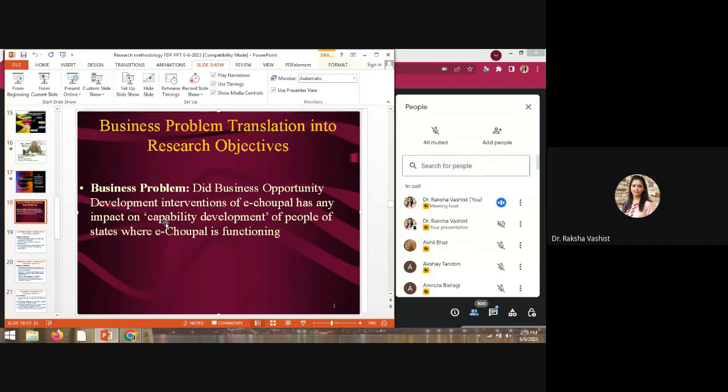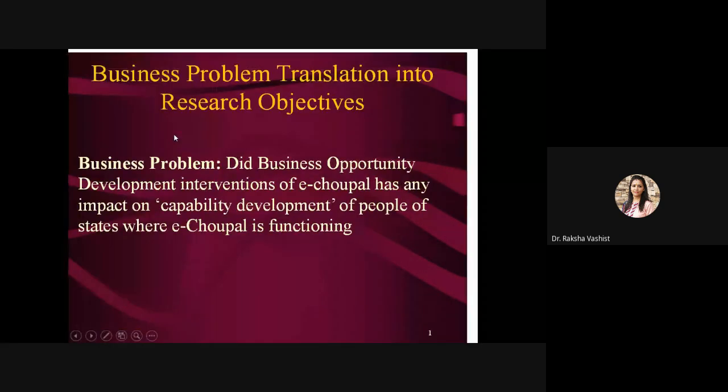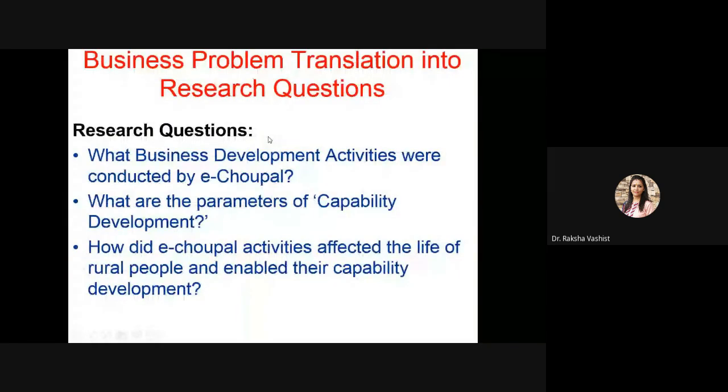So firstly, we have to know what business opportunity development activities are. Secondly, we need to know how to measure capability development. What are the measures or parameters to measure the capability development of people, right? And thirdly, we have an association. We have to associate the first variable with the second variable. So let's move on to the research questions. We have three research questions.